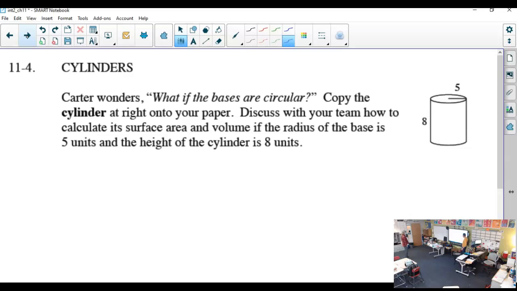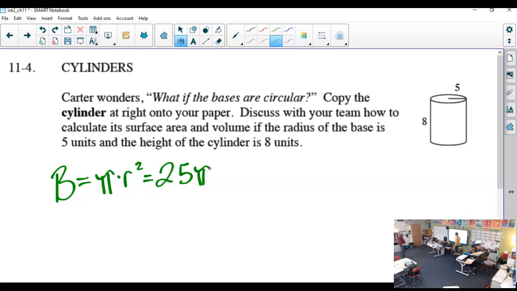All right, so in a circle, how would that change? It's the same, except we're using pi a lot more. So big B here is really going to be pi times radius squared. So 25 pi. The circumference is 10 pi, so we would first find the circumference for our distance around the circle, and that's 10 pi.